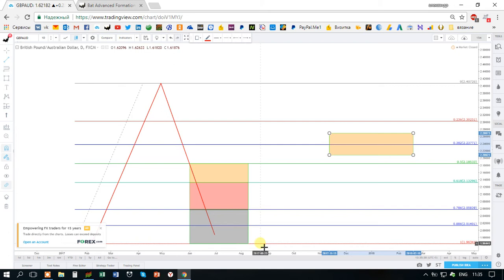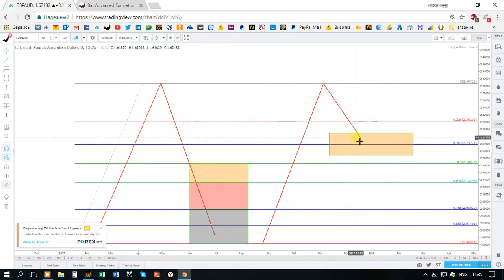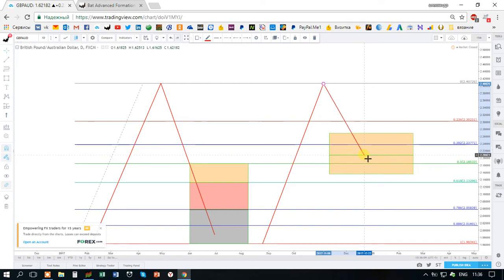So if you have it here, like this, and it doesn't touch 382, it still will be a valid Bat pattern. Okay, I call it Bat pattern number 1 because we have the 382 B point. Bat pattern number 2 has the precise 50% B point. So it is here. Price should be closer to 50 if it is in the middle between these lines. So this is the range for Bat pattern 1 and Bat pattern 2.